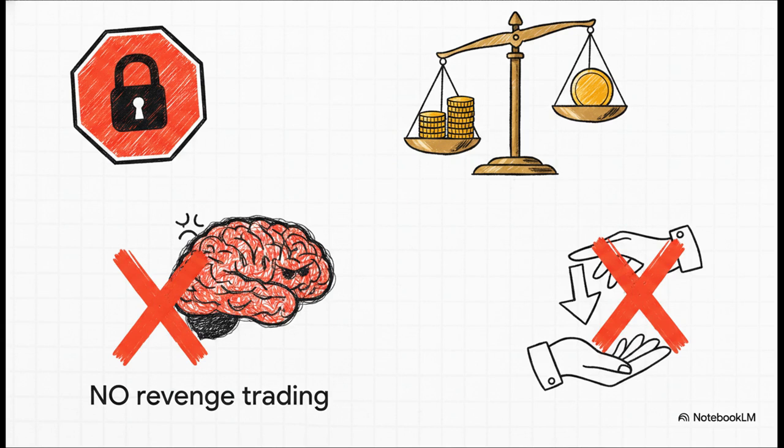Second, always, and I mean always, use a stop loss. Third, define your risk before you ever click enter, aiming for at least a 2-to-1 reward to risk ratio. And finally, you have to watch out for those common emotional pitfalls. Absolutely no revenge trading after you take a loss, and no averaging down on a losing position, just hoping it's going to miraculously bounce back.